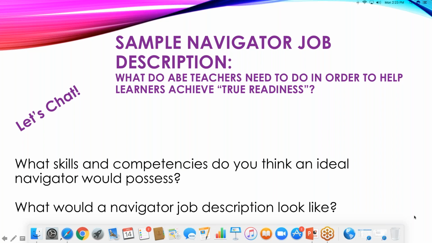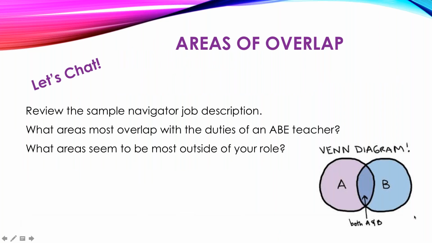And then I'll go ahead and go to the next screen because I've already sort of talked about this a little bit. So if we think about sort of like a Venn diagram, we could have ABE teachers on one side, navigators on the other, and then places where they overlap. Let's think about some of the places where we might not see much overlap. What would you think might be outside of your role as an ABE teacher, but might be considered a navigator's duties? So we're looking for areas where there might not be overlap, but just navigator. Maybe that will help us to determine, because ABE teachers maybe can't fulfill all of these duties, but I think there's quite a few that they could.